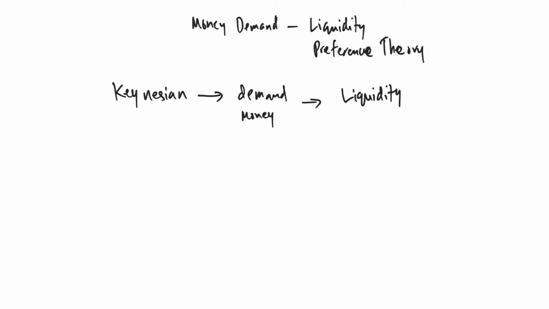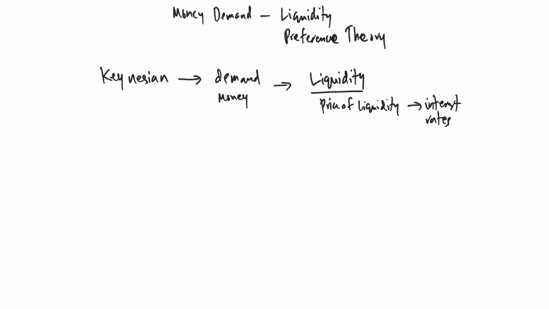So for us, when you hold liquidity, the price of liquidity is interest rates. And therefore, whenever we look at money demand and money supply, we look at the interest rate as the price of money. Because if you are holding money in your hand, you could have given it to somebody on a loan, or you could have put that money in a bank and you could have earned interest on that. Okay, so this is why the demand for money is tied to interest rates.